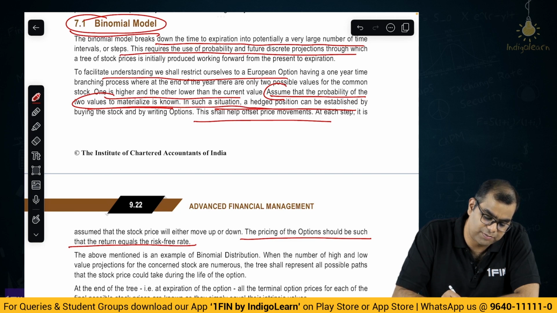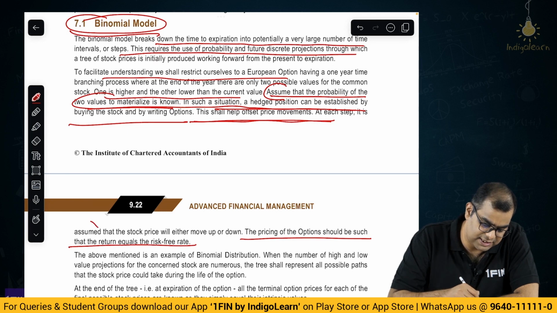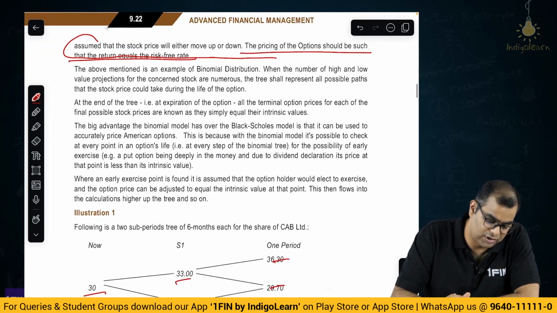In such a situation, a hedge position can be established by buying stock and trading options. This will help offset price movement. At each step, it is assumed that the stock price will either move up or down. The price of the option should be such that the return equals a risk-free rate.